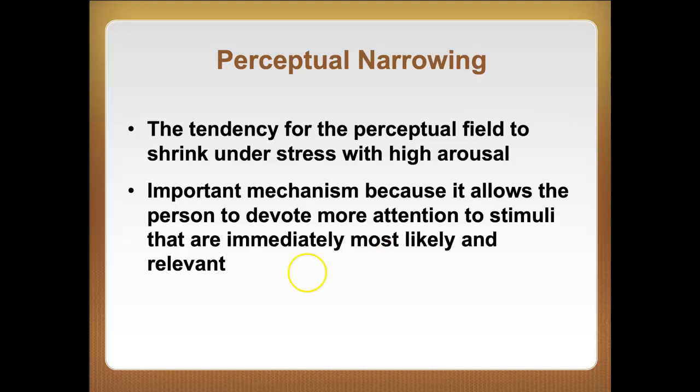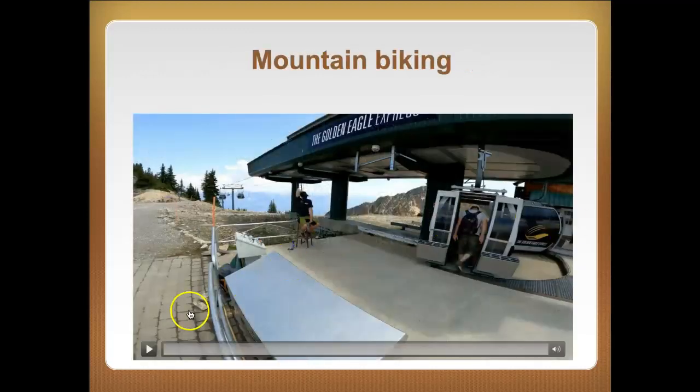This is an important mechanism because it allows a person to devote more attention to the stimuli that are immediate and most likely and relevant. So ignoring the free throw or the volleyball serve, people trying to distract them and just focusing on what they're doing. I think this works really good for mountain biking.